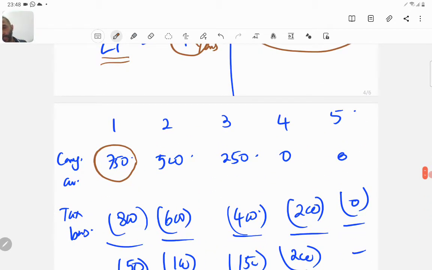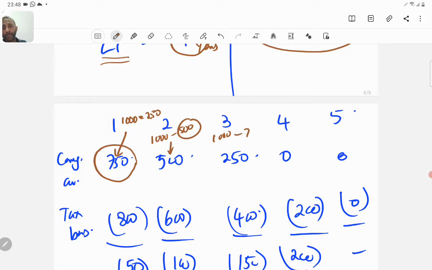How did I get this? The cost of the asset is 1000, and at the end of the first year depreciation is 250, so I got 750. In the second year, 1000 minus 500, I get 500. How I got 500 is the accumulated depreciation for 2 years: first year 250, second year 250, so I am getting 500.